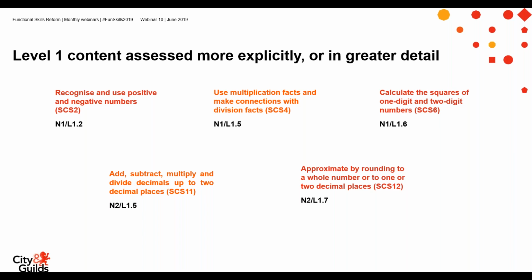Similarly, use multiplication facts and make connections with division facts, N1, L1.5. The core curriculum wording was recalling multiplication facts up to 10 by 10. We've got calculate the squares of 1-digit, 2-digit numbers. Slightly different wording, but again appeared in the curriculum, and the same with add, subtract, multiply, and divide decimals up to 2 decimal places. Previously decimals were used within add and subtract calculations up to 2 decimal places, but multiply and divide will now be assessed as in the core curriculum as well.